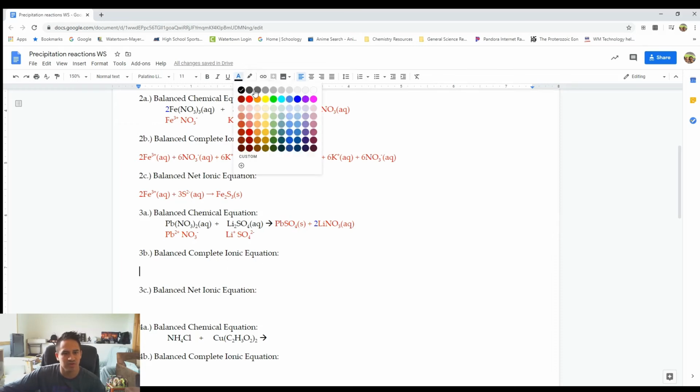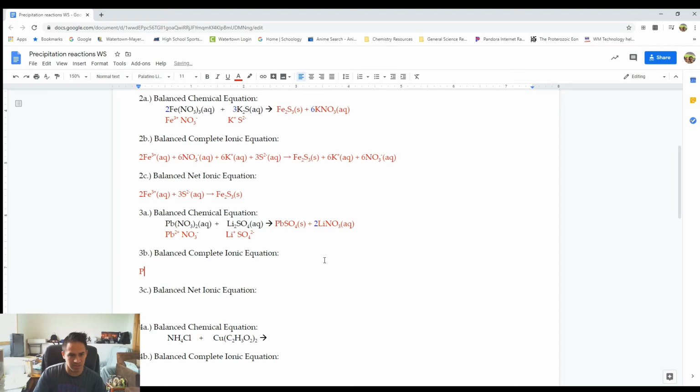Let's move on to doing our complete ionic. Again, anything that is aqueous, we are going to write as separate ions. So we'll do this out real quick. Plus 2 lithium ions for aqueous, and a sulfate ion, which is aqueous. All right, so here is everything written out as separate ions, that's aqueous. On the product side, the PbSO4 is going to stay as a solid because it's not aqueous.